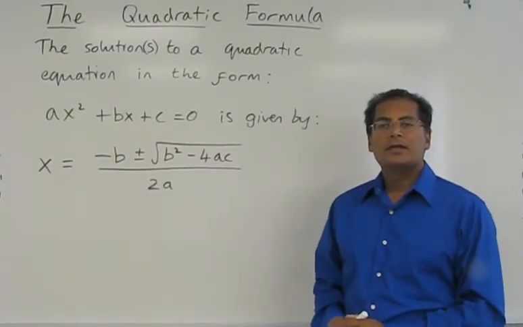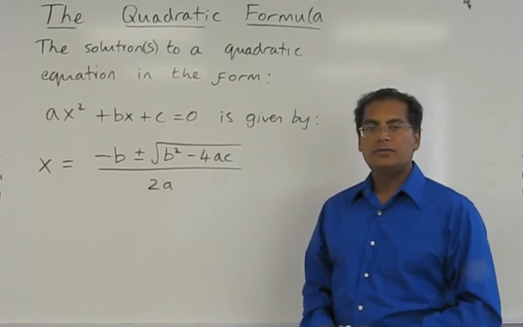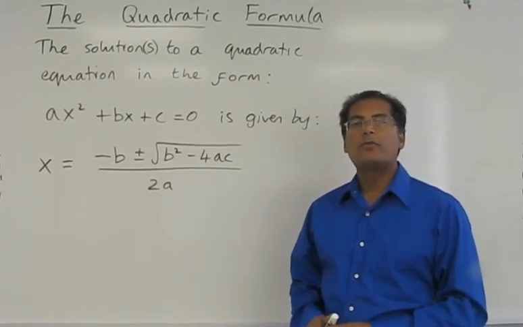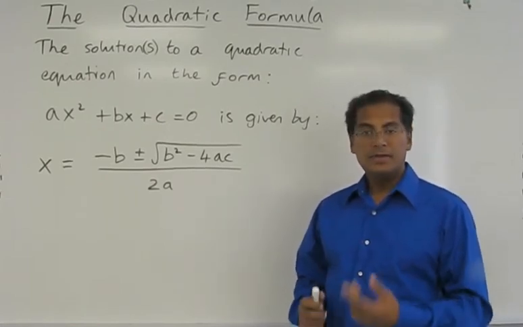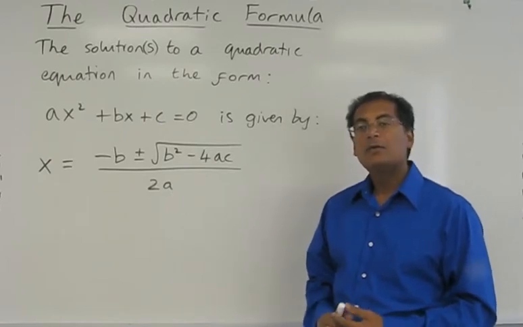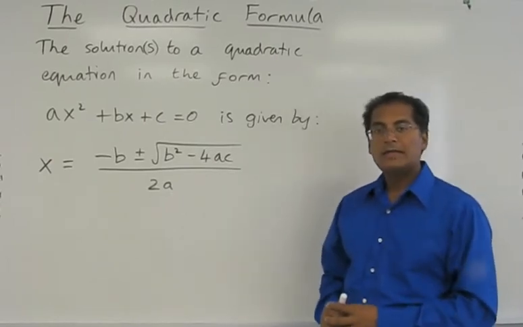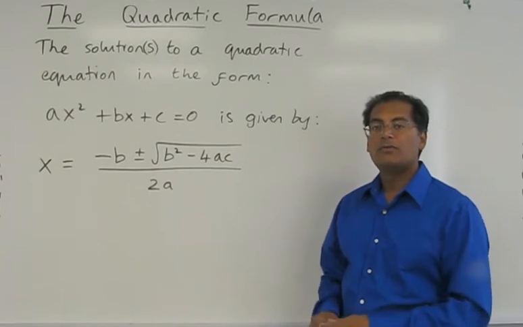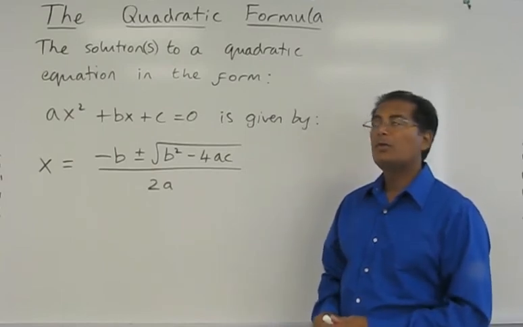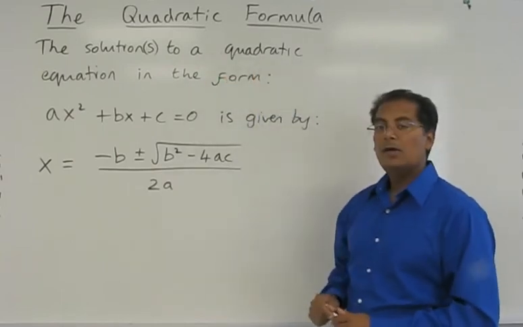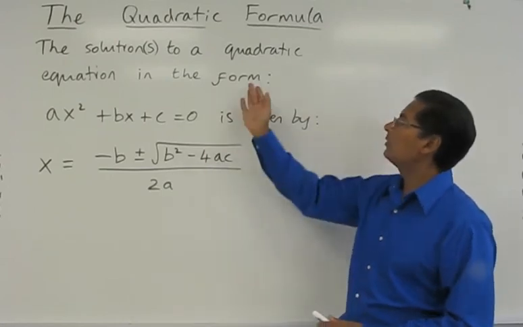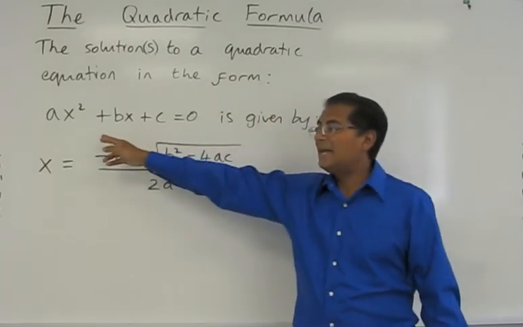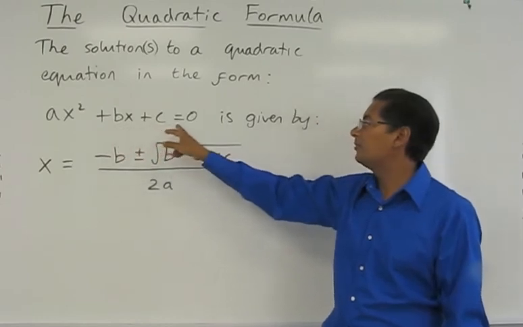Last time we looked at solving quadratic equations using the square root property and also using completing the square. Today we're going to look at a more general form of solving quadratic equations, using what we call the quadratic formula. And what this formula says is the solution to a quadratic equation in the form ax squared plus bx plus c equals 0.